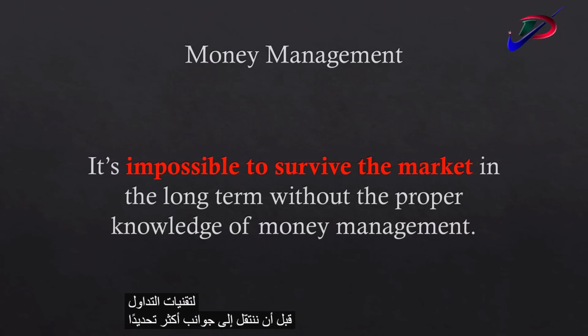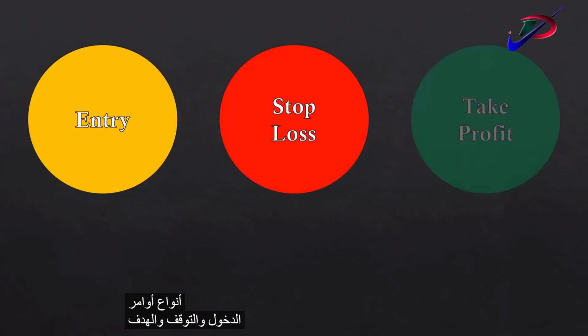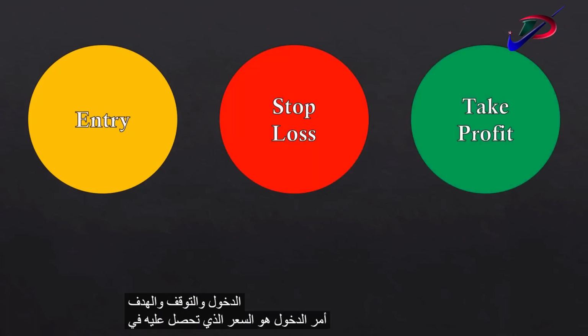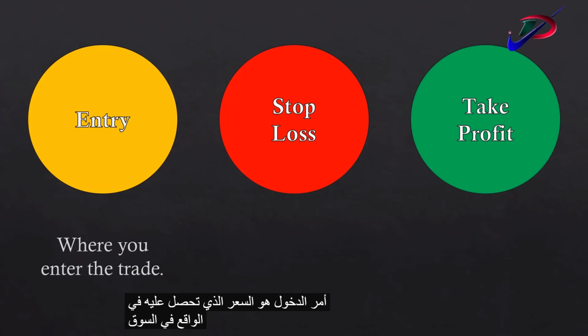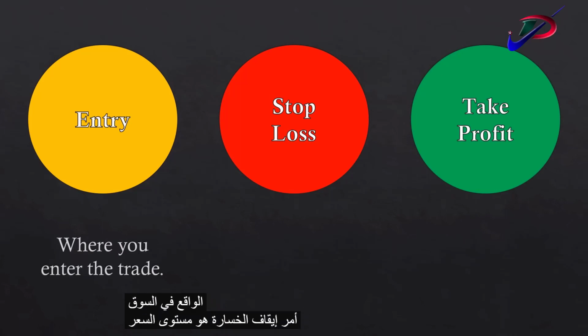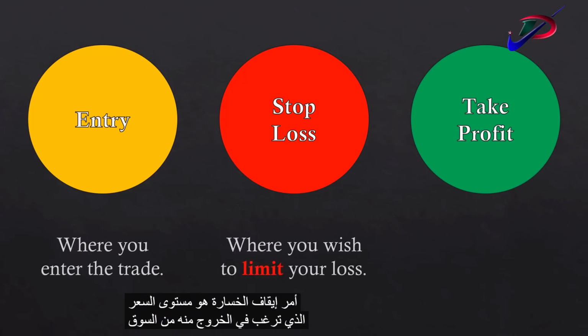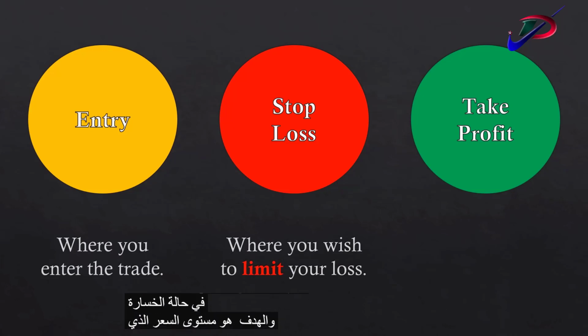Before we move on to more specific aspects of money management, it should be clear to you that a trade has three types of orders: the entry, the stop, and the target. The entry order is the price at which you in fact get in the market. The stop loss order is a price level that you wish to get out of the market in the case of a loss, and the target is the price level you wish to get out of the market in the case of a profit.